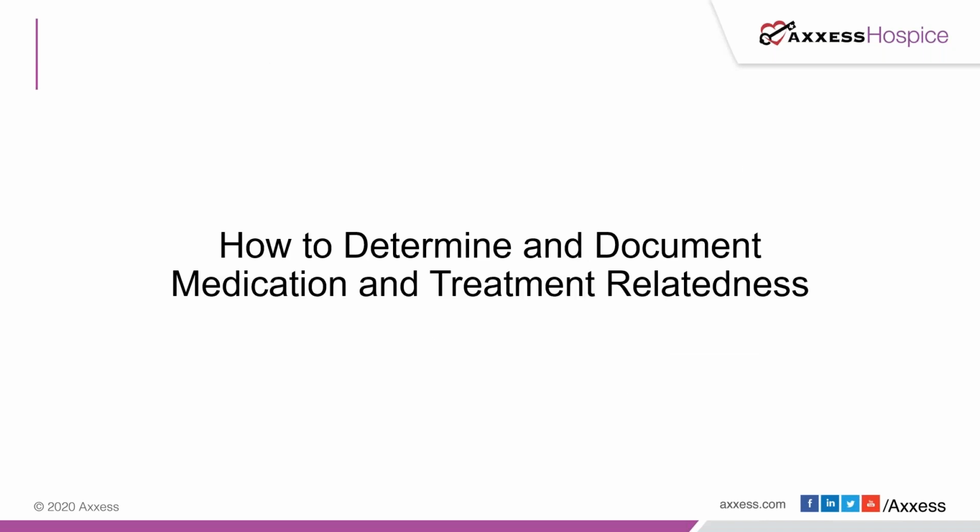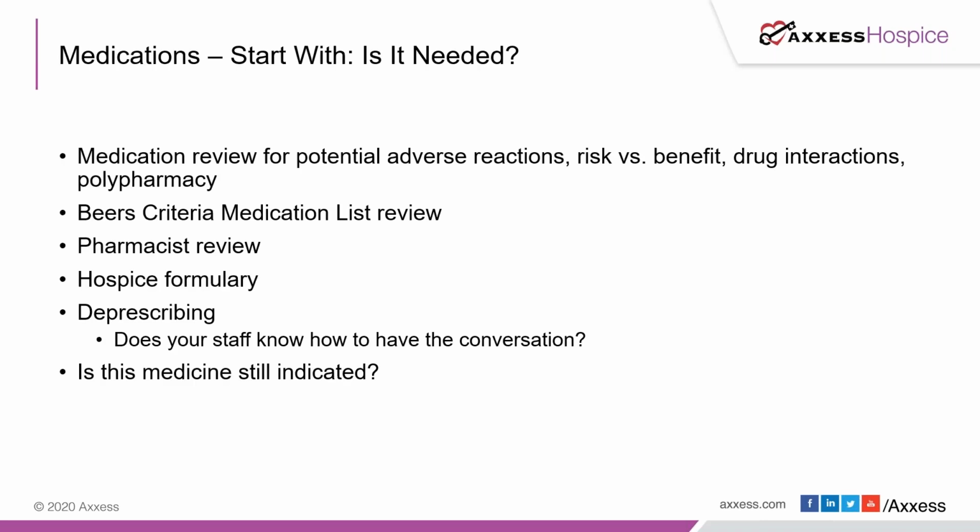So, is everything related? It feels like this is where we talk about how to determine and document medication and treatment relatedness. So we start everywhere, of course, with the diagnoses and figuring out if this diagnosis is related or unrelated to the terminal prognosis. But then we have to go into the medication list and start with, is every medication that this patient is on needed for this patient? And the diagnosis might be related, but is the medication appropriate?